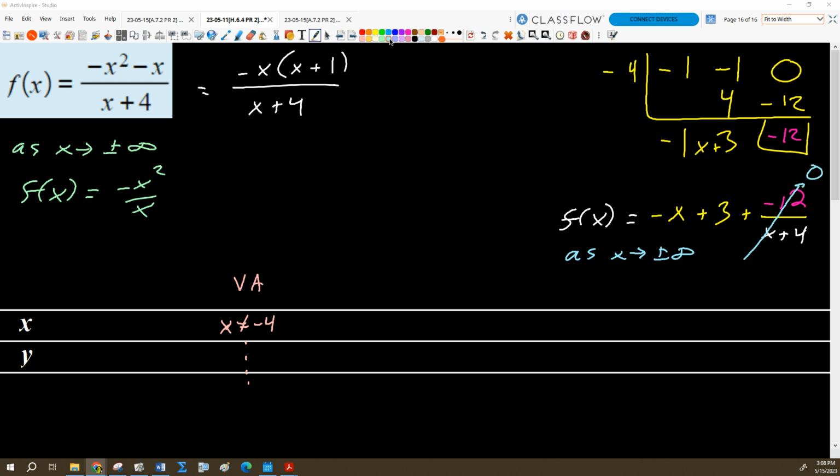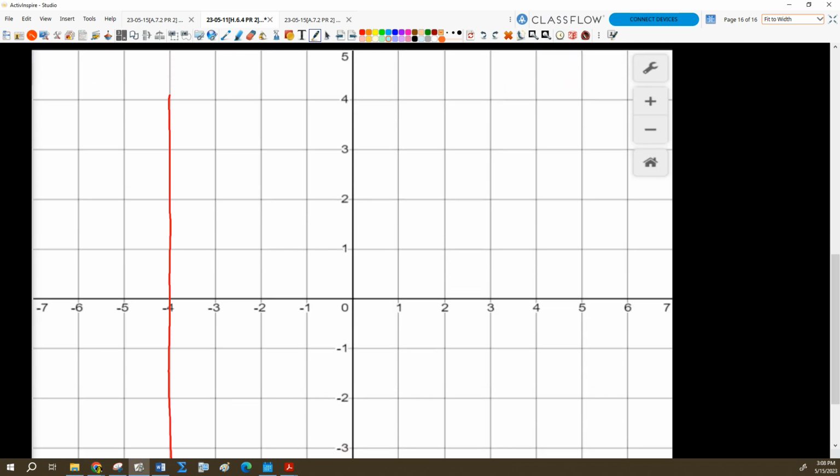So what's that tell us then? Well, we get a slant asymptote, right? We get the slant asymptote y equals -x plus 3. That's very helpful. Now we can graph -x plus 3 on our graph down here. -x plus 3 is just going to go like this. Right, and I've got those two asymptotes now.